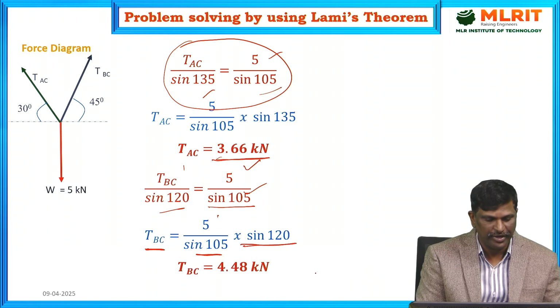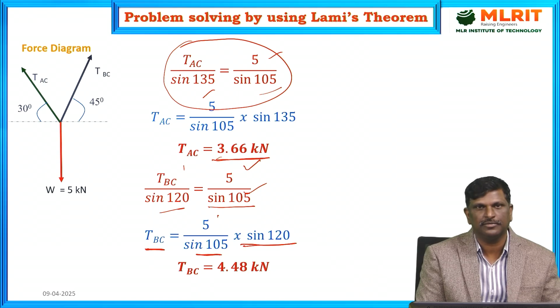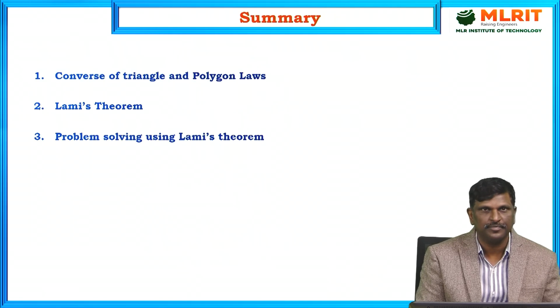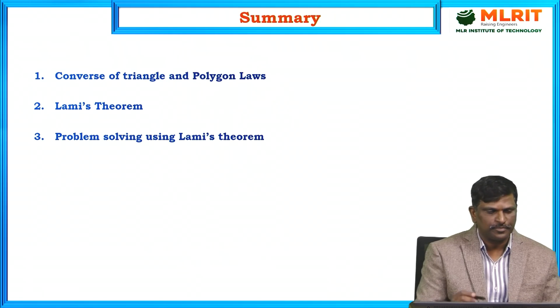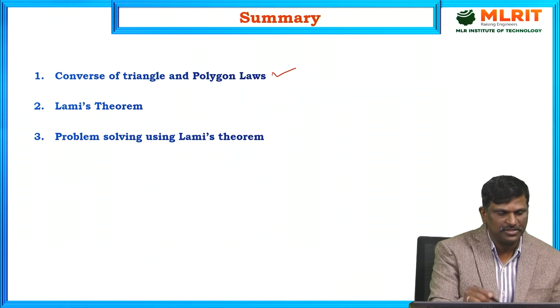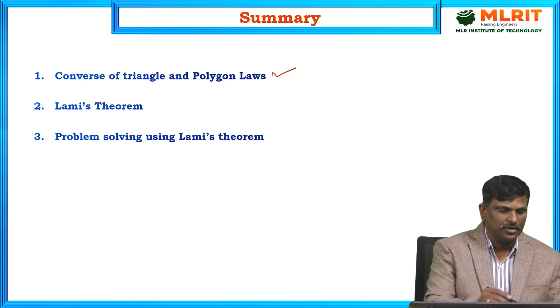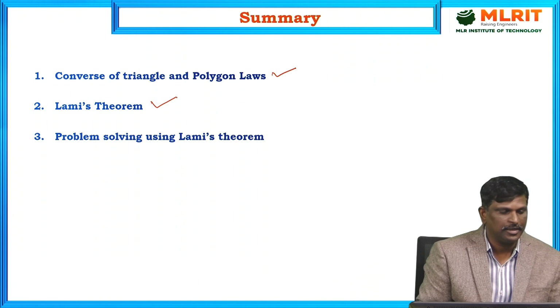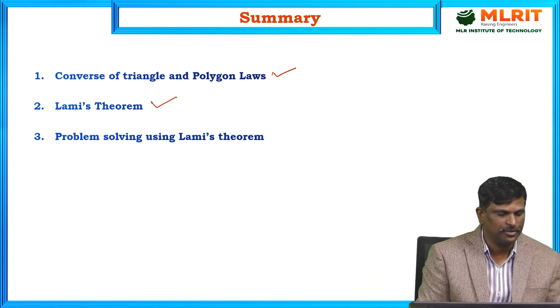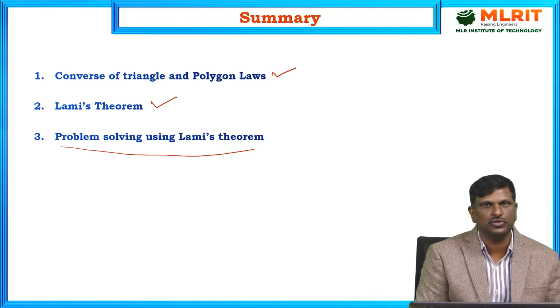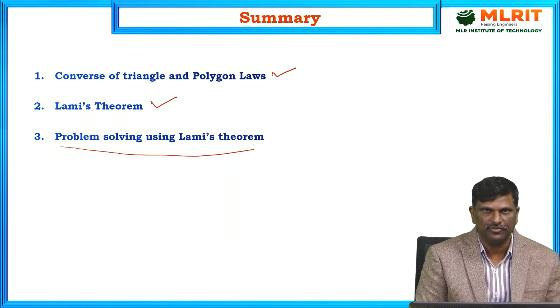This is how we can apply Lami's equation when three concurrent forces are acting on the body and the body is under equilibrium. In this video, we have learnt the converse of triangle law and converse of polygon law. We have seen the statement and proof of Lami's equation or Lami's theorem, and we have successfully applied Lami's equation to solve a problem which is under equilibrium by the action of three forces.